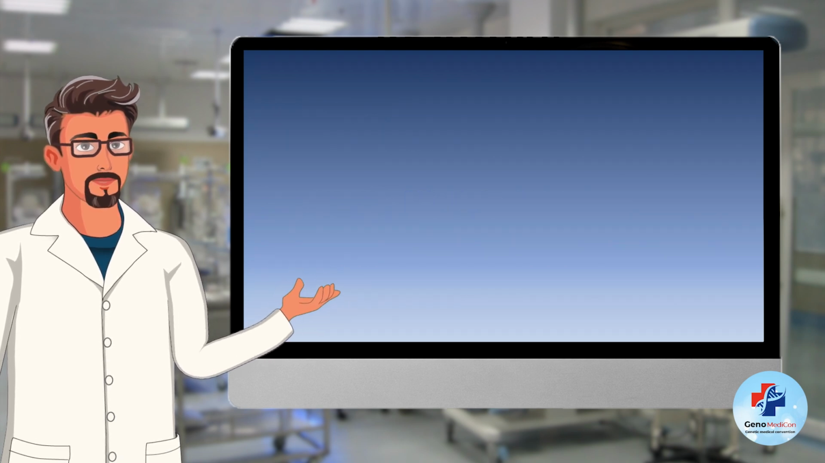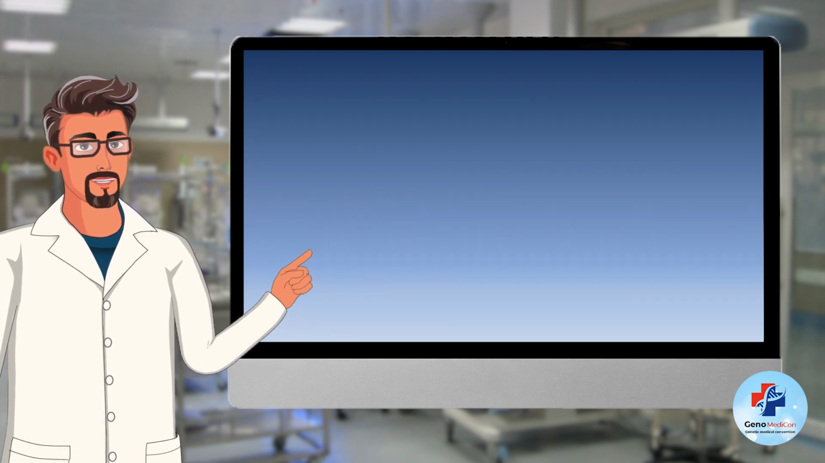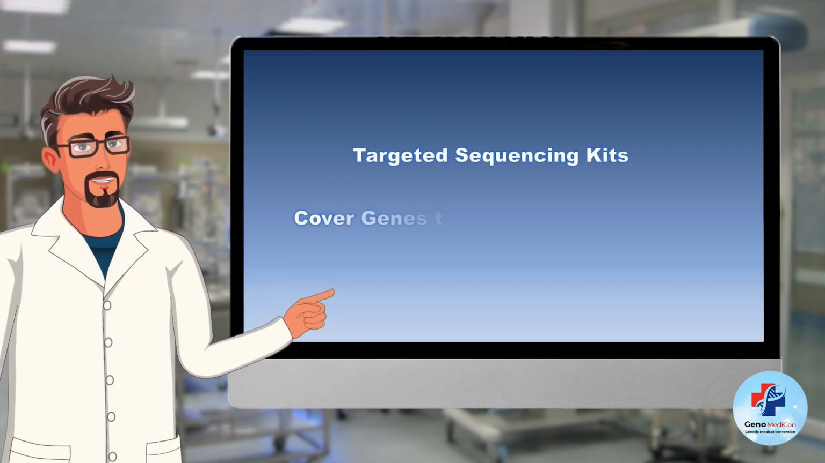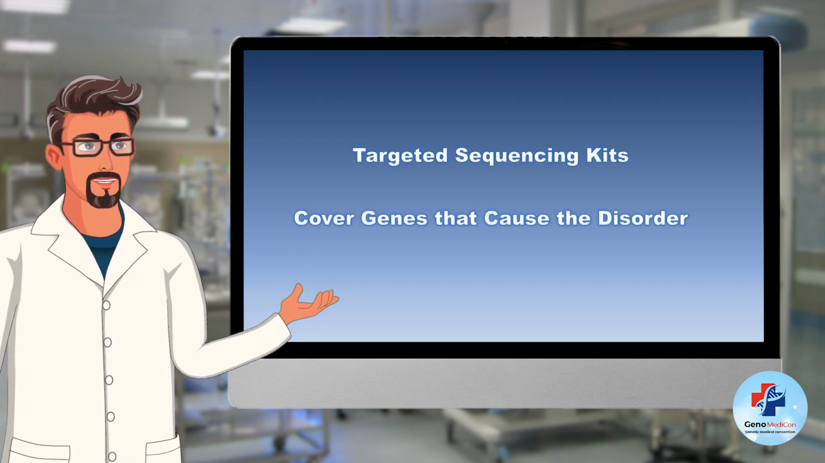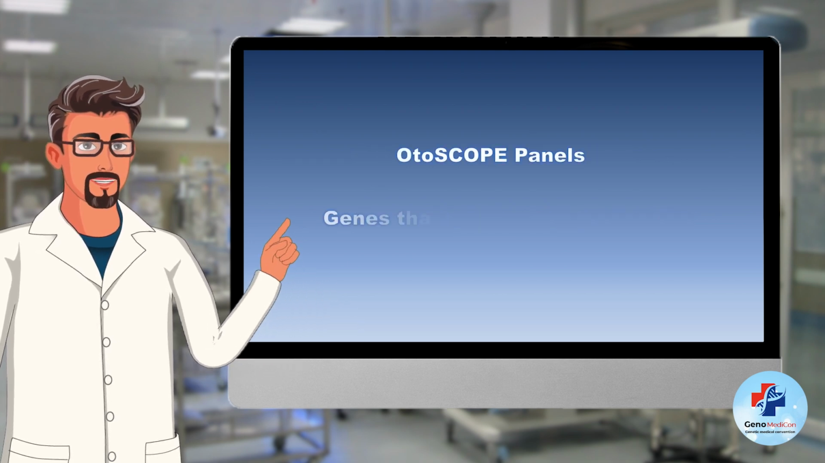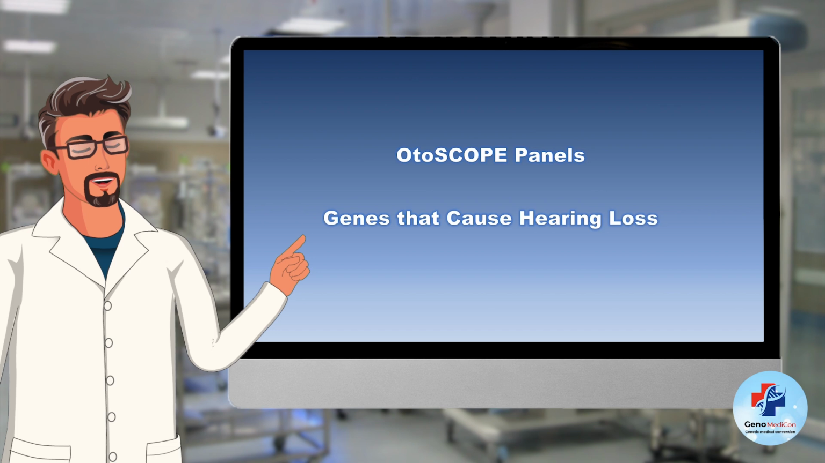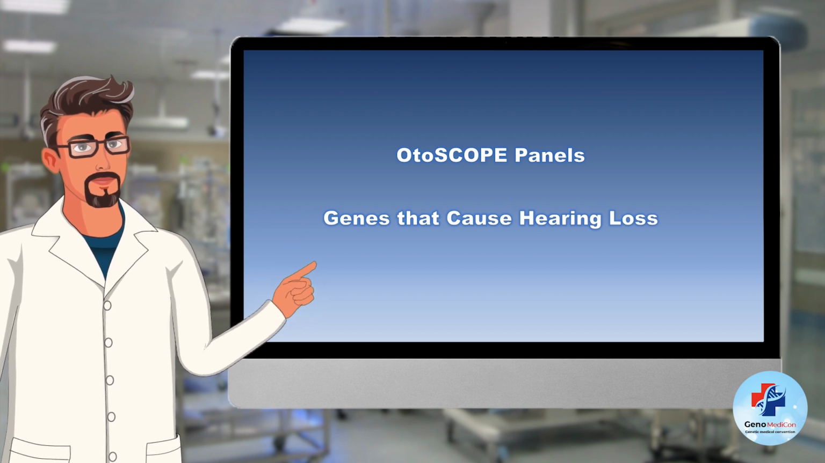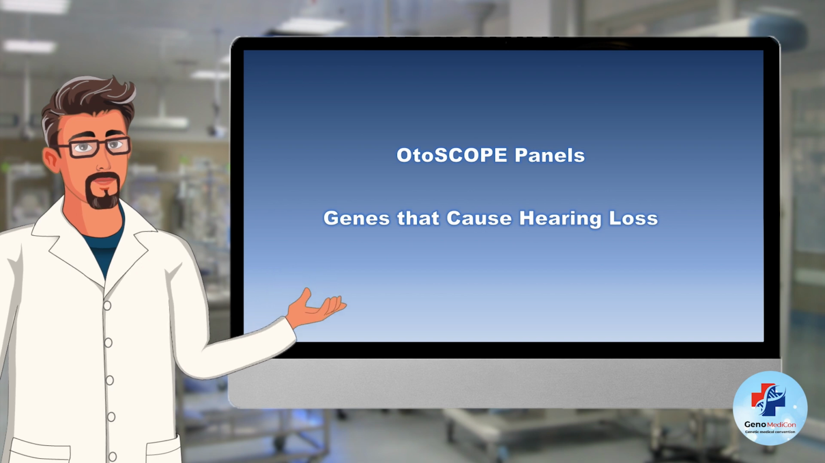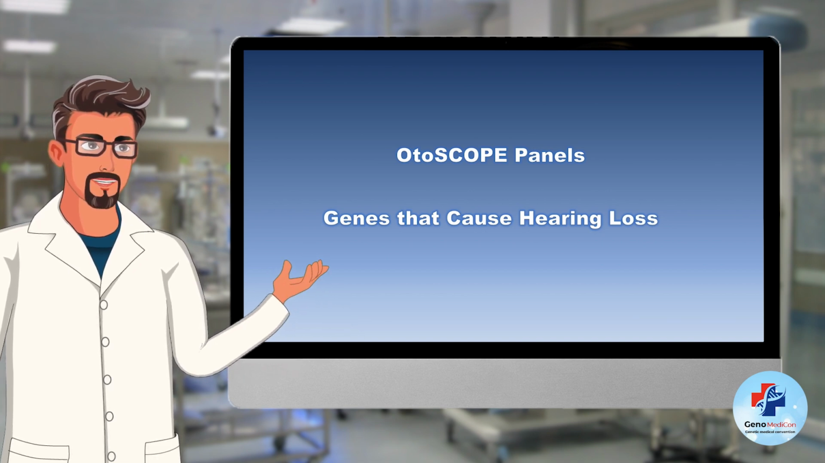To further pinpoint the process, certain disorders already have commercially available targeted sequencing kits that cover a certain number of selected genes known to cause the said disorder. For instance, the OtoSCOPE targeted sequencing panels contain a list of genes known to cause hearing loss. This method has proven to be a very efficient tool in practice where time and cost effectiveness is of importance.